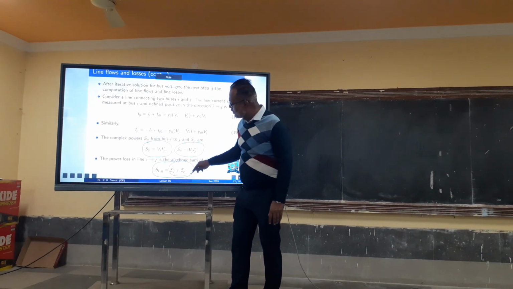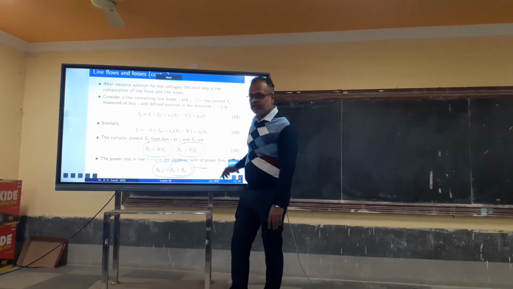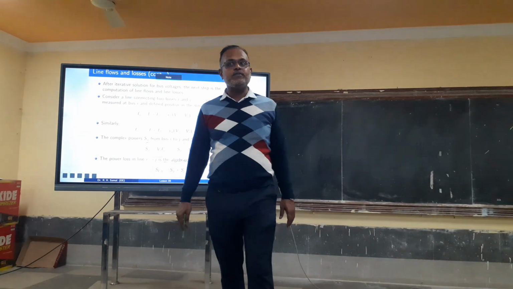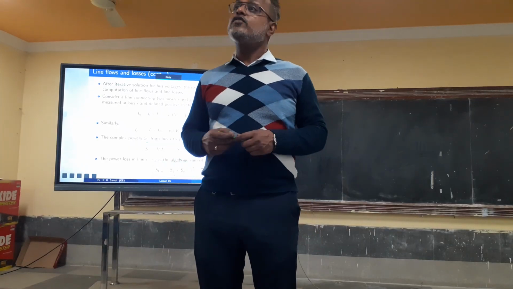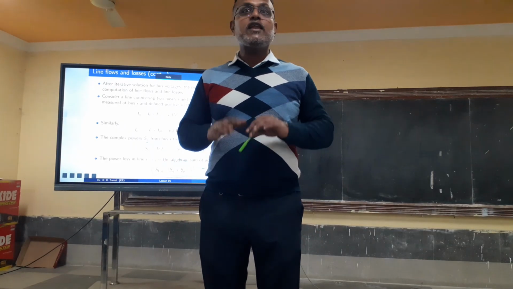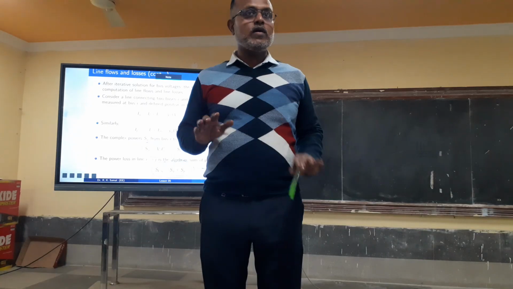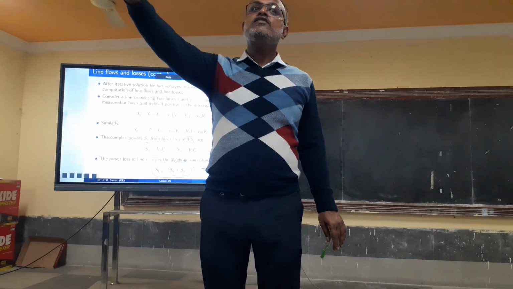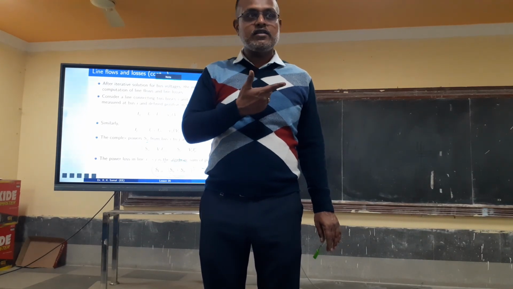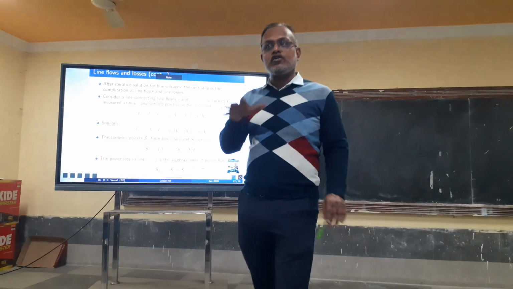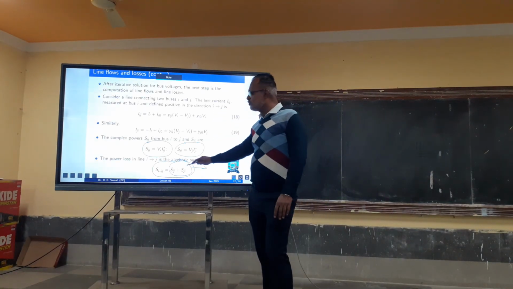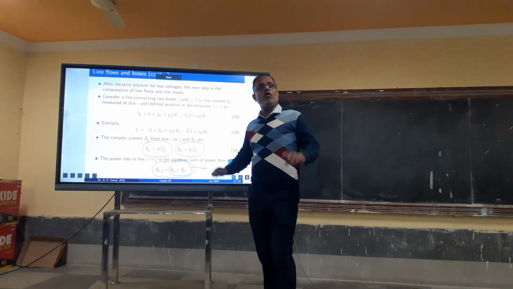Ideally, what is the value of this, Sij plus Sji? What is the ideal value of Sij plus Sji? 0. If there are no losses in the transmission line, whatever is transferred there is negative of whatever is transferred in the other direction. But there are losses. So to find out losses, you simply add this. This is the whole of the Gauss-Seidel method.